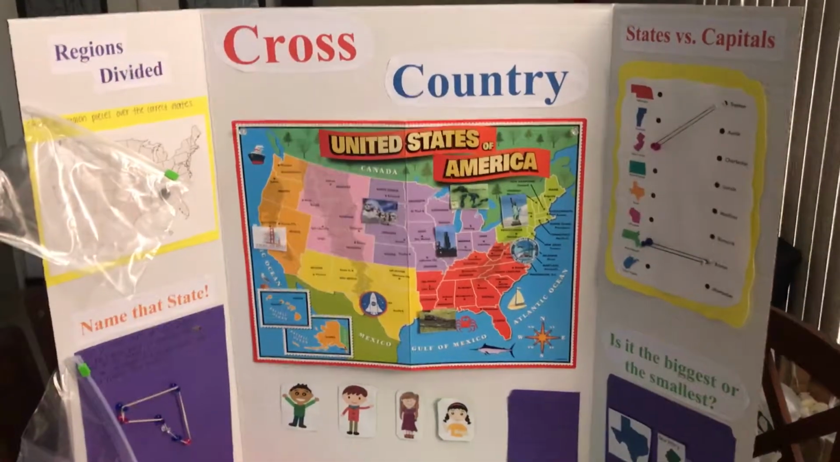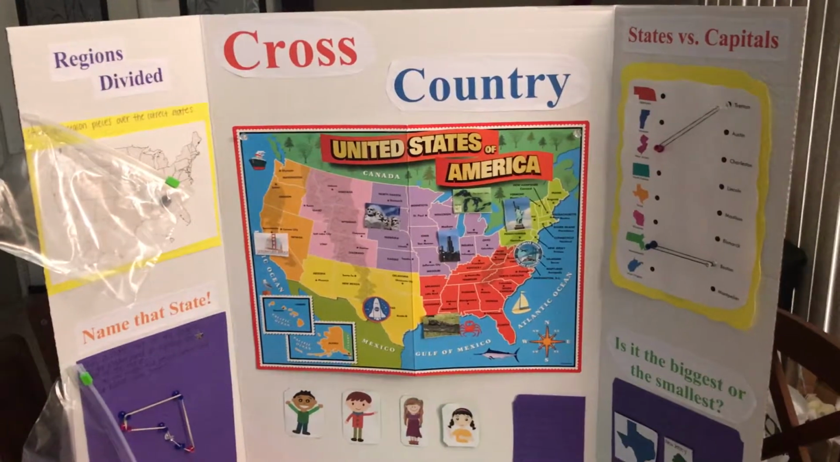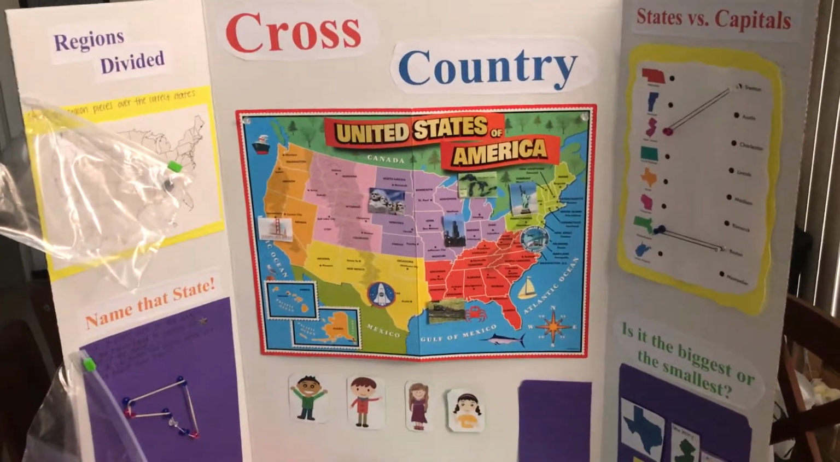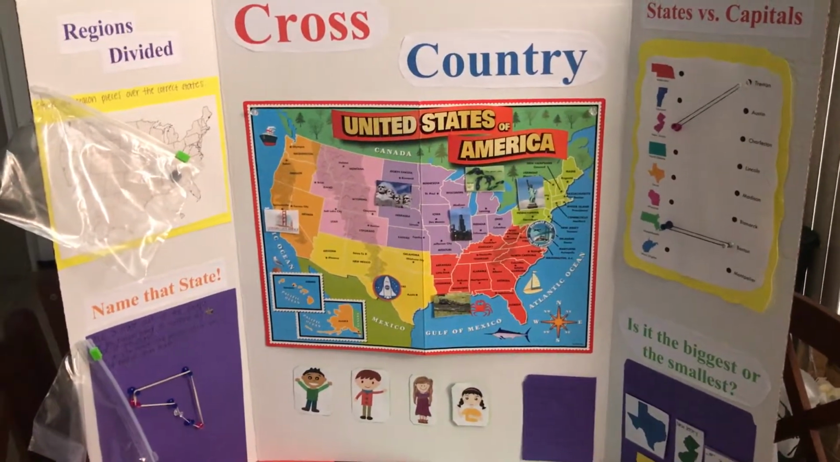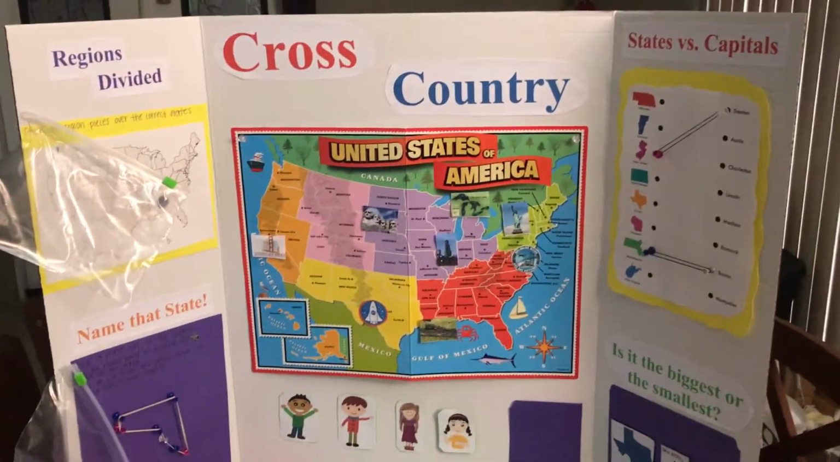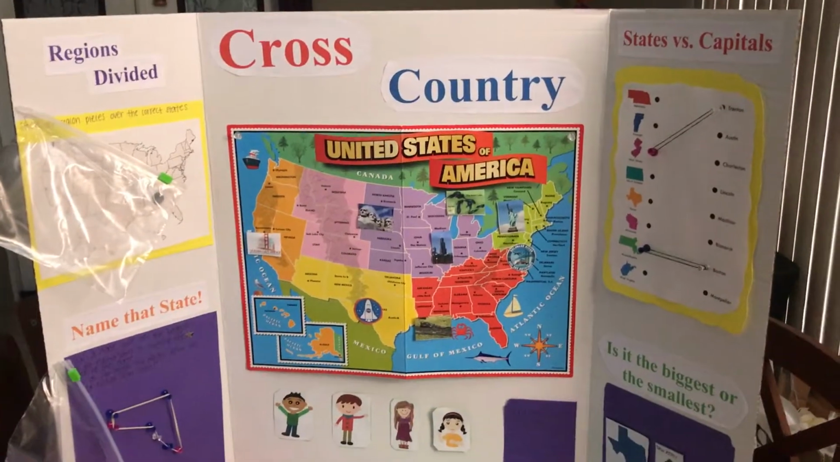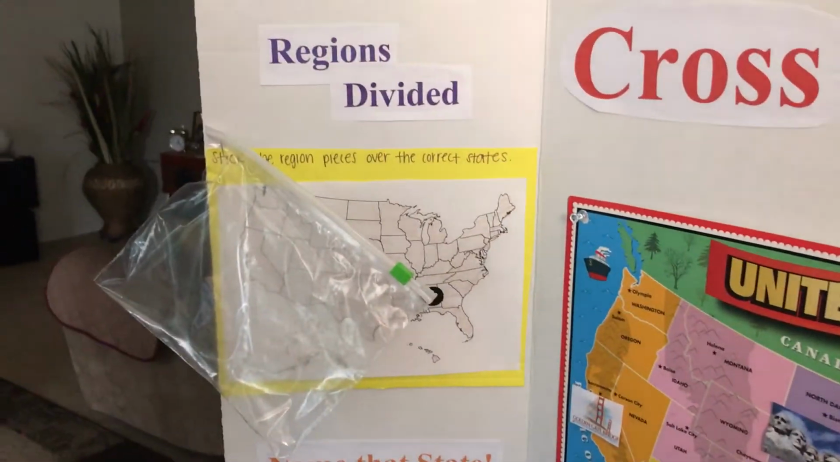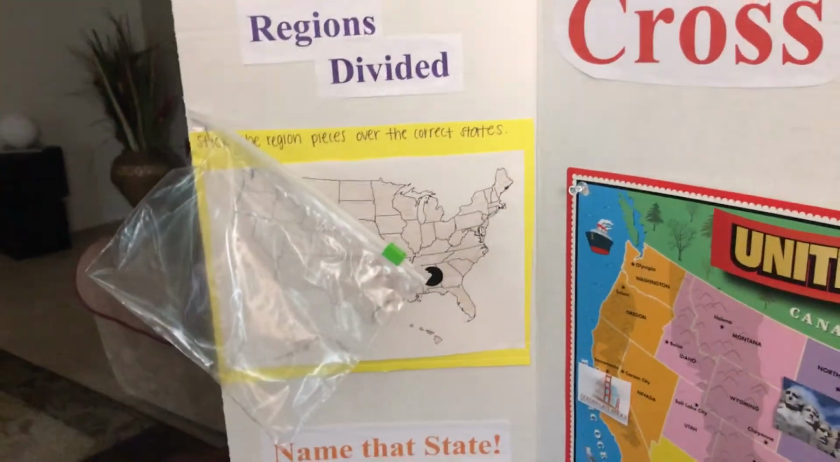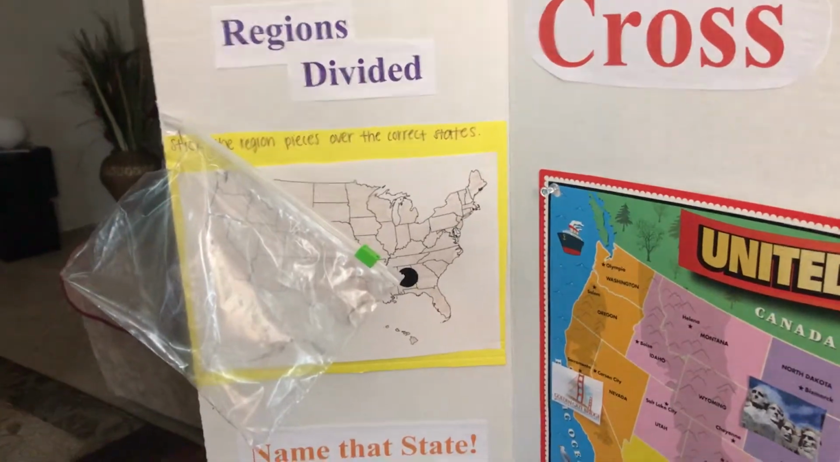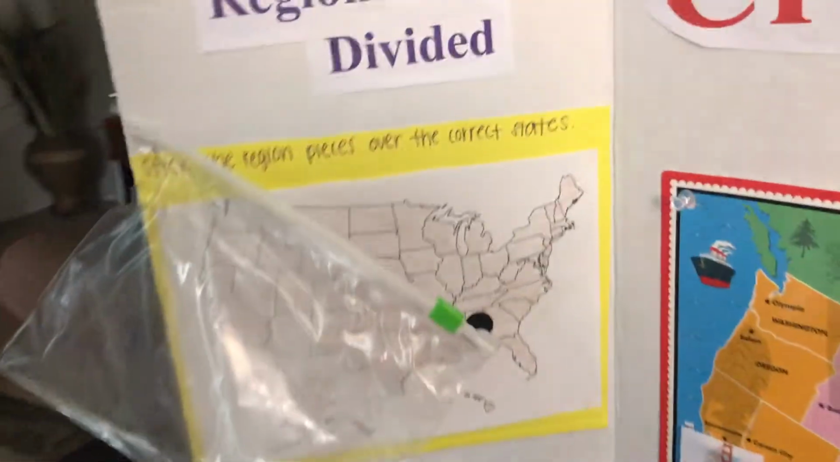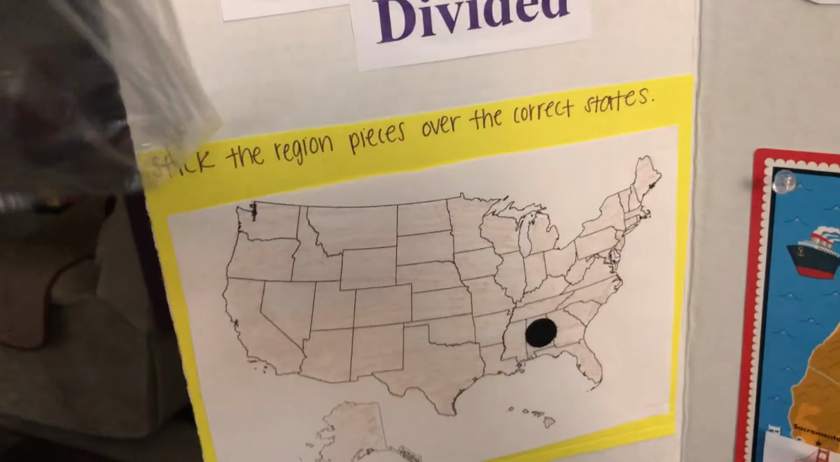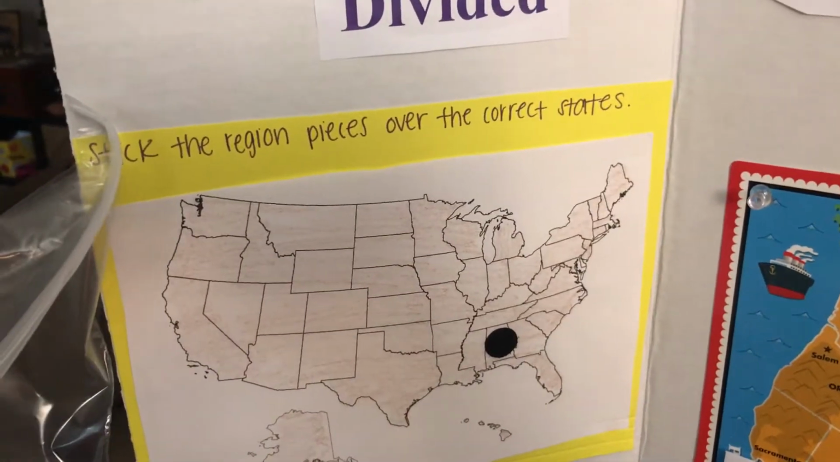My subject was social studies within the United States, the capitals of the states, and the regions of the states. These are all my activities, and I'll go one by one. The first one I want to start off with is over here, called Regions Divided. Throughout the lessons, we were able to learn about different regions of the United States. The instructions right here are to stick the region pieces over the correct states.